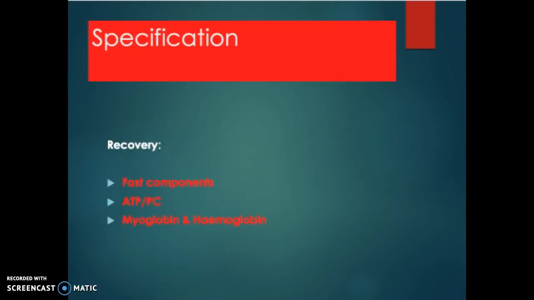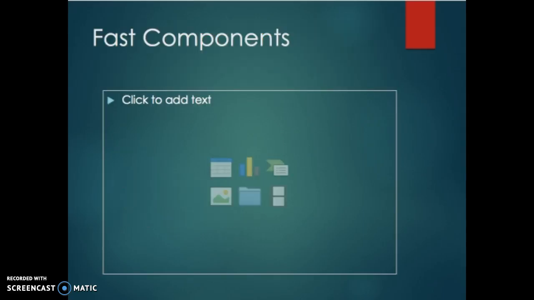So now on to the fast components. This is the ATP-PC, myoglobin, and hemoglobin. So what are the fast components? During EPOC, it needs two things called alactic fast recovery and lactic slow recovery. During the fast recovery, the ATP-PC system is resynthesized, and the hemoglobin and myoglobin are restocked.